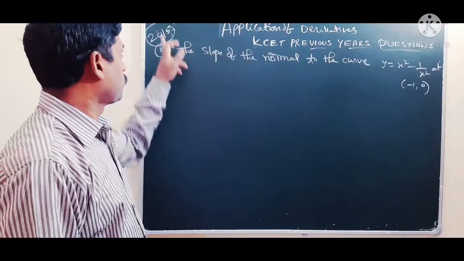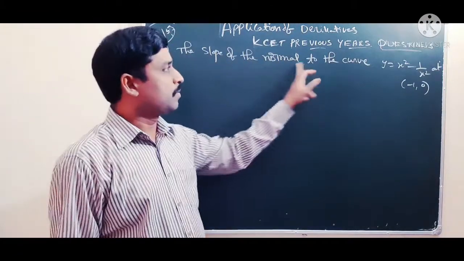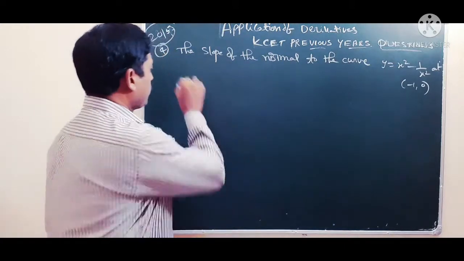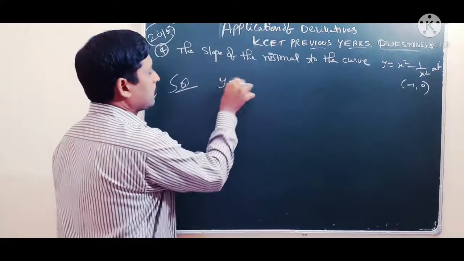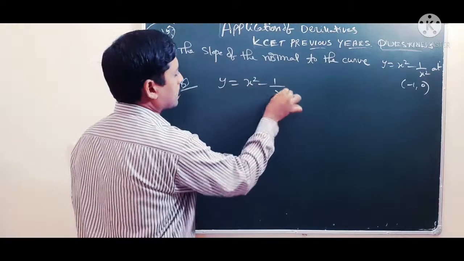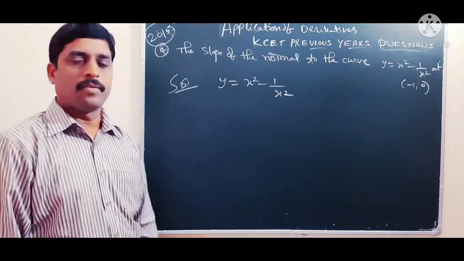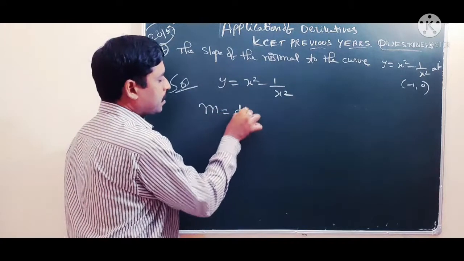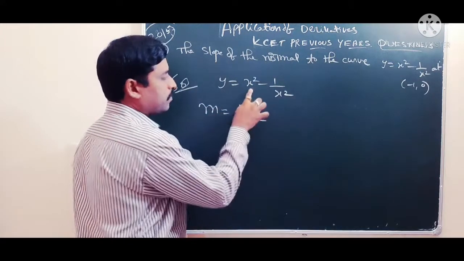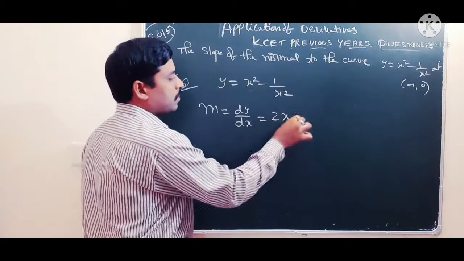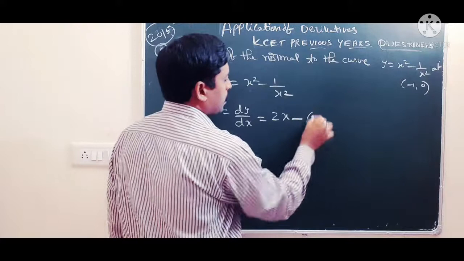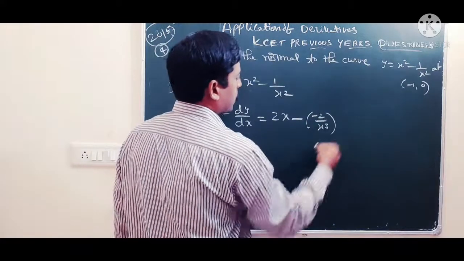Let us go to the next problem. This is from 2015. The slope of the normal to the curve. Okay, what is given? Y is equal to x square minus 1 by x square. First we have to find slope of tangent. So m is equal to dy by dx is equal to differentiation of x square, 2x, minus differentiation of 1 by x square, this will be minus 2 by x cube.